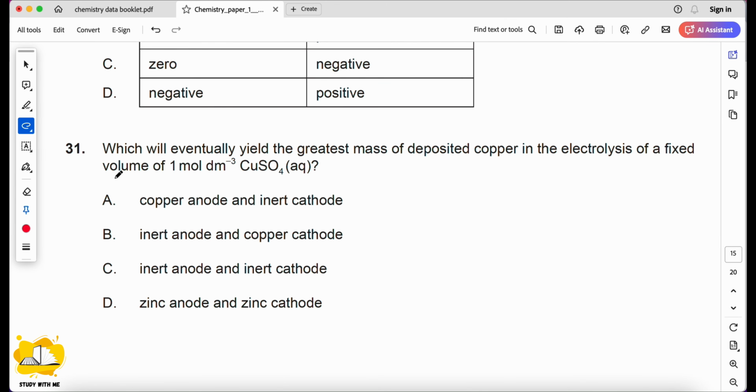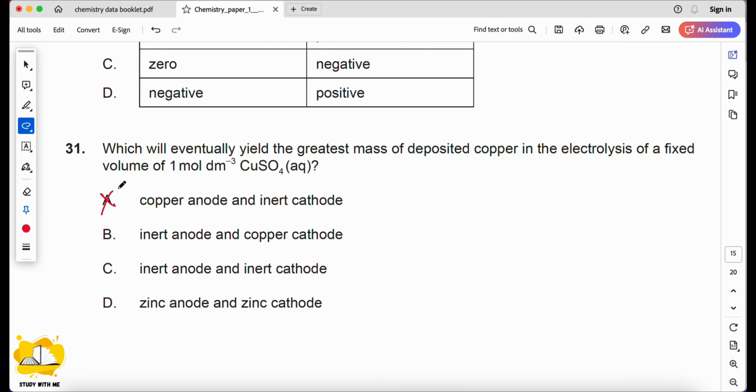Which will eventually yield the greatest mass of deposited copper in the electrolysis of a fixed volume of 1 mole per decimeter cube CuSO4? That will be copper anode and inert cathode. But why not deposit at the cathode? Because the other electrode is inert. Okay, so when it's inert, the mass doesn't change. Inert is a material that doesn't react during electrolysis. It only provides a surface for ions to be reduced without undergoing any chemical changes itself. An inert electrode doesn't change the mass.